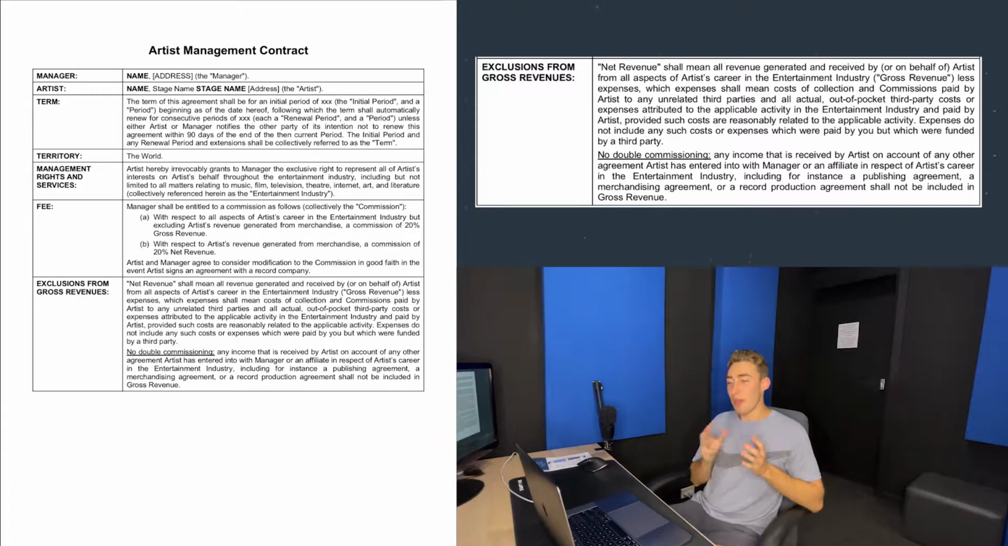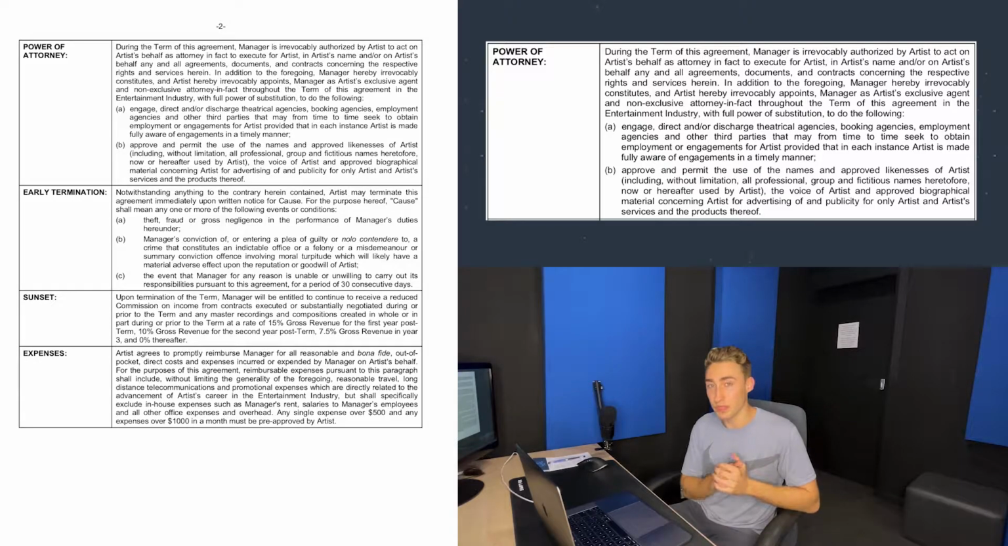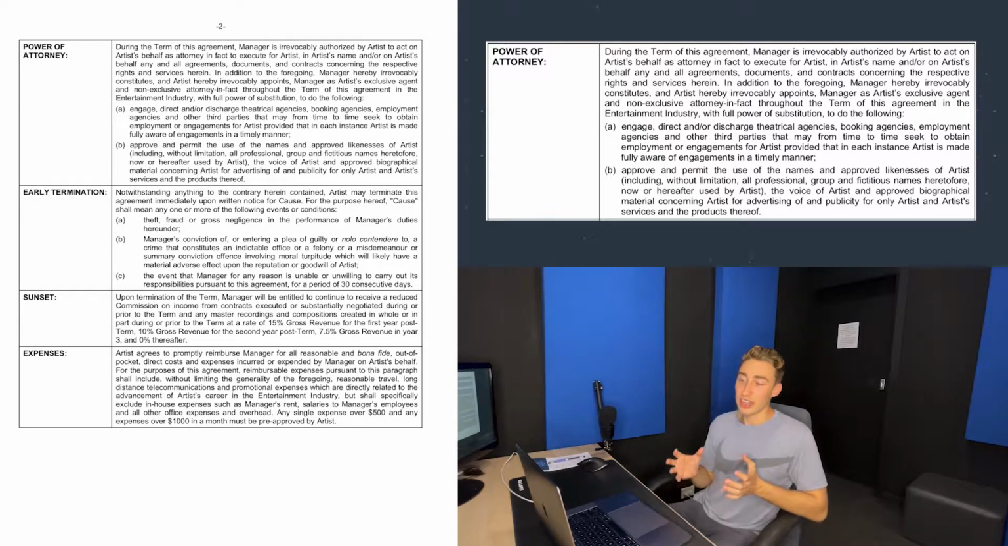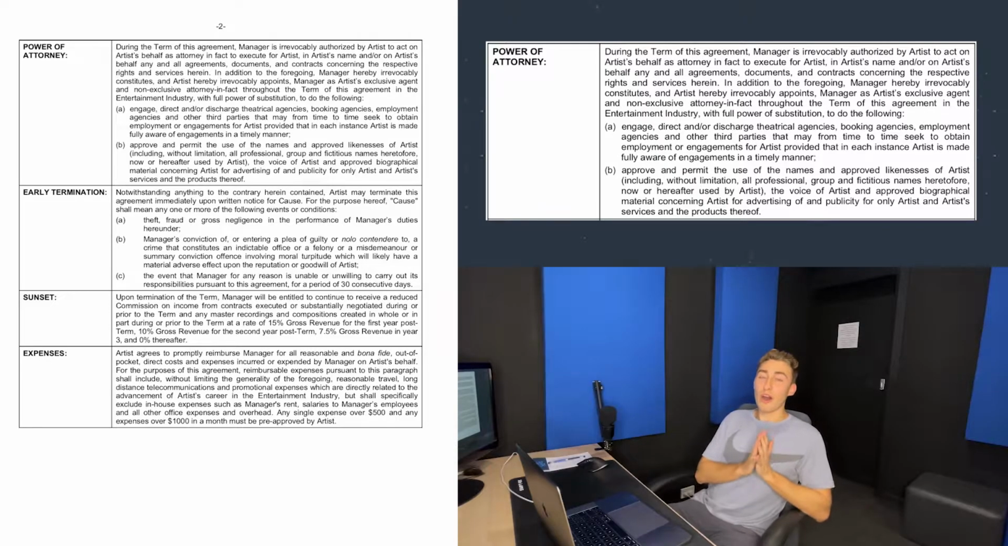Now, the next section, power of attorney. This is also a really important section within an artist management contract. This section essentially allows the manager to work on behalf of the artist. And what this means is that the manager has the right to do certain activities.